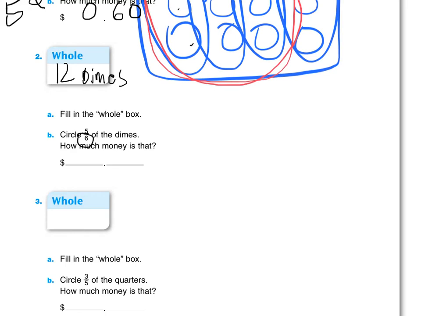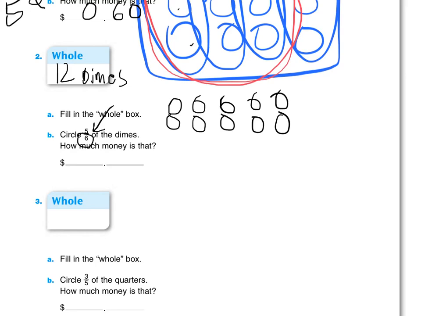Okay, so 12 dimes. I want you to break them into 6 equal groups. It's pretty easy because you know 12 divided by 6 equals 2. So you need 6 groups of 2. These are all supposed to be coins, not the greatest. Here are my 6 groups of 2. These are all sets of 2, because if you add them all together, you get all 12 dimes.